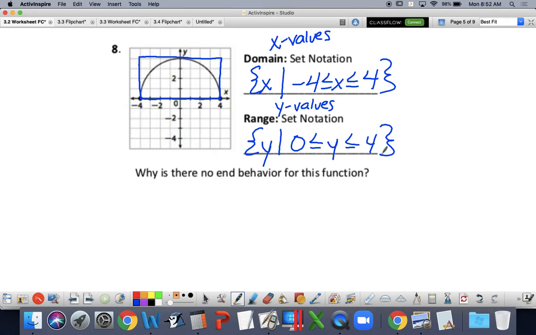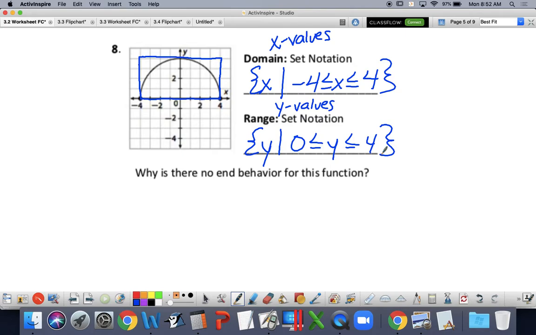Now, why is there no end behavior? Why didn't I ask that question? I don't know. It doesn't. Both points end on the x-axis. That's a good question. These are all really good ideas. Because it has endpoints.